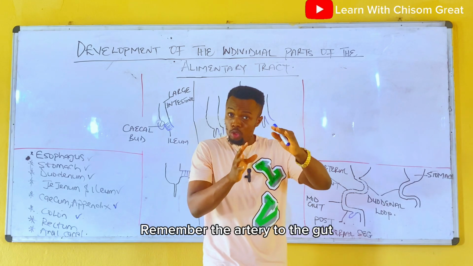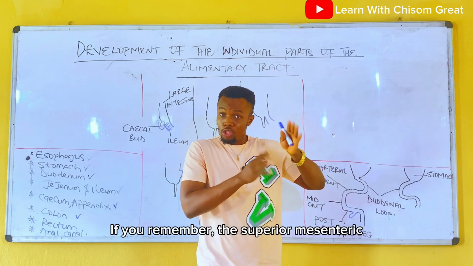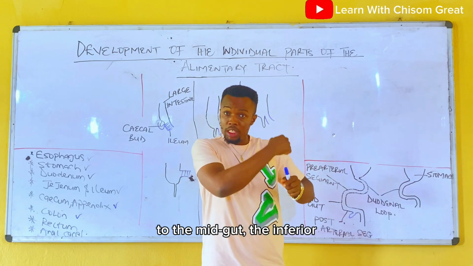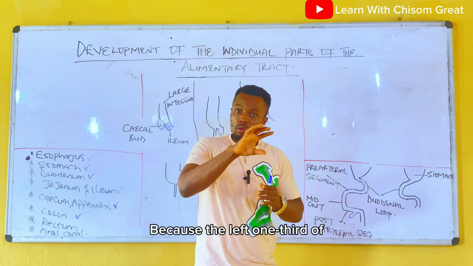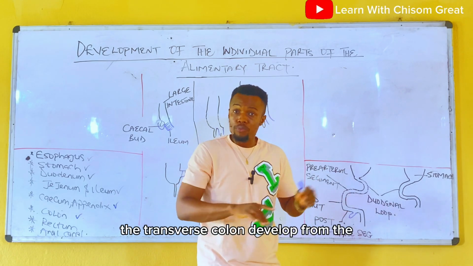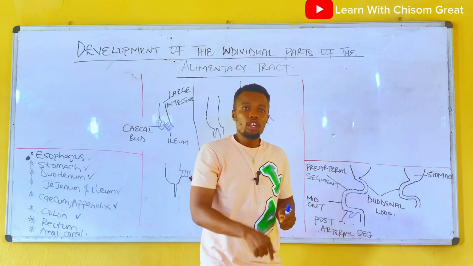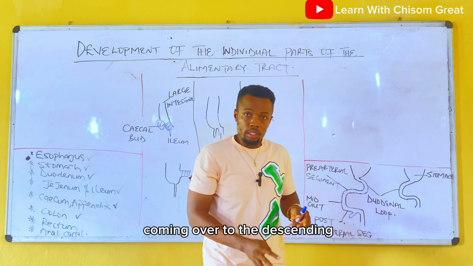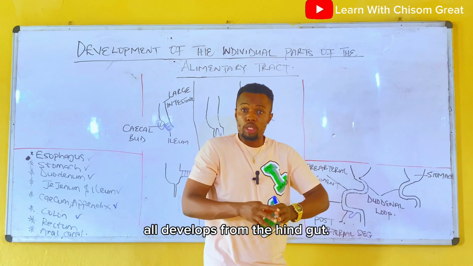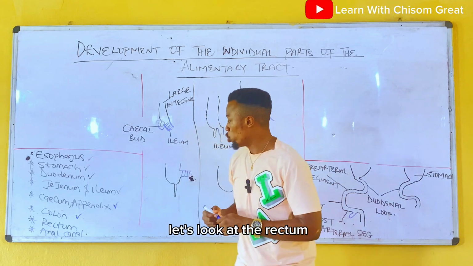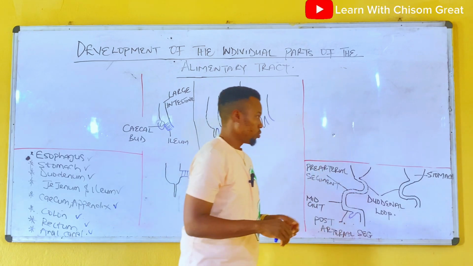Remember the arteries to the gut that we discussed during the formation of the gut. If you remember, the superior mesenteric to the midgut, the inferior mesenteric to the hindgut. Because the left one-third of the transverse colon developed from the hindgut, that is why it is supplied by the inferior mesenteric artery. Then coming over to the descending colon. The descending colon and the sigmoid colon all develop from the hindgut. So let's look at the rectum and the anal canal.